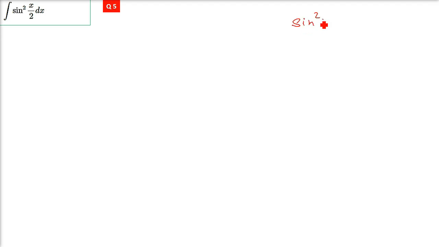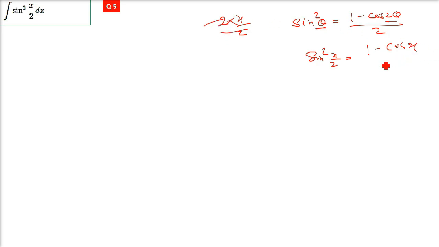Sine square theta, the formula is 1 minus cos 2 theta by 2. Whatever is on the left, it will be twice on the right. So we have sine square x by 2. It will be 1 minus cos 2 into x by 2. What is 2 into x by 2? It's just x. So we are having 1 minus cos x by 2 to be integrated now. 1 minus cos x by 2. See, so easy it has become just by using a formula.